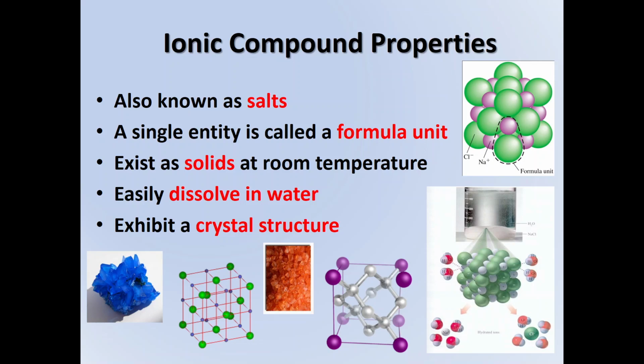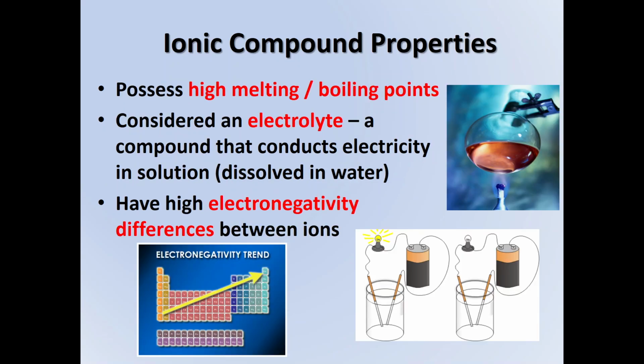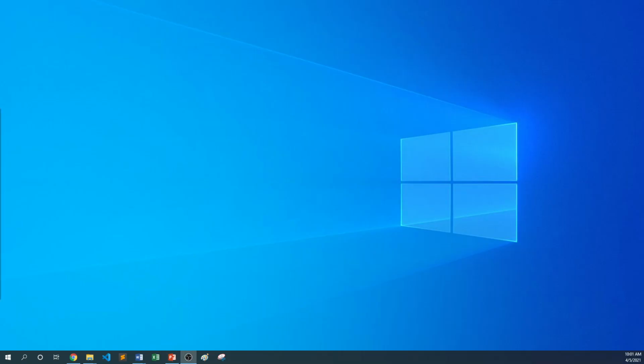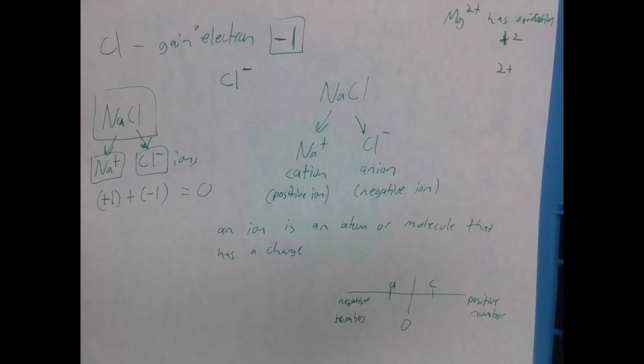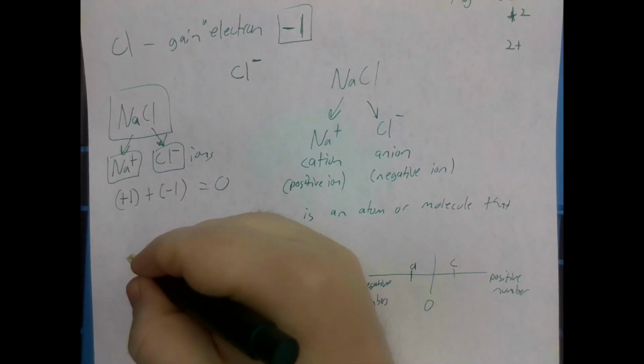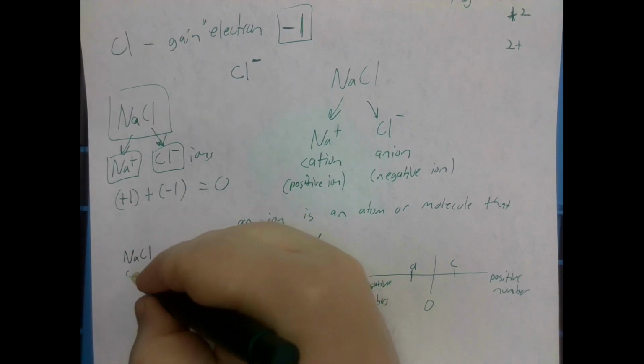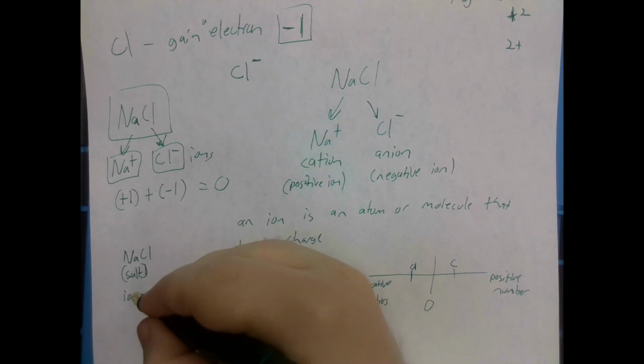They're solids at room temperature. They dissolve easily in water and exhibit a crystal structure. They have extremely high melting points and boiling points. So before I get into actually figuring out whether or not something is ionic, based off the properties I said so far, we know that NaCl, or table salt specifically, is ionic.